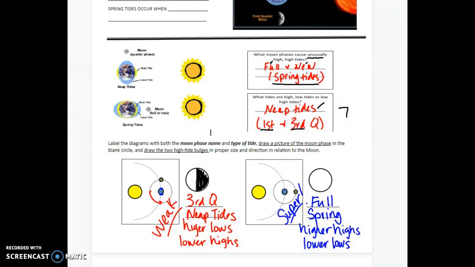Over here we've got the full moon, because the earth is in the middle between the sun and the moon, which gives us our full moon, so we don't need to color anything in. During the full moon, we get our spring tides, our higher highs, and our lower lows. And so our bulge would be here, and it would be a bigger bulge than normal. I'm not very good at drawing this, but you guys can get the idea.